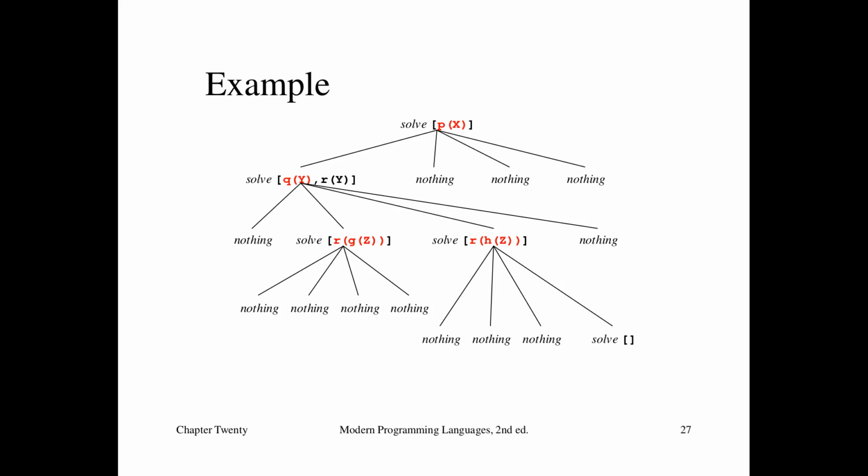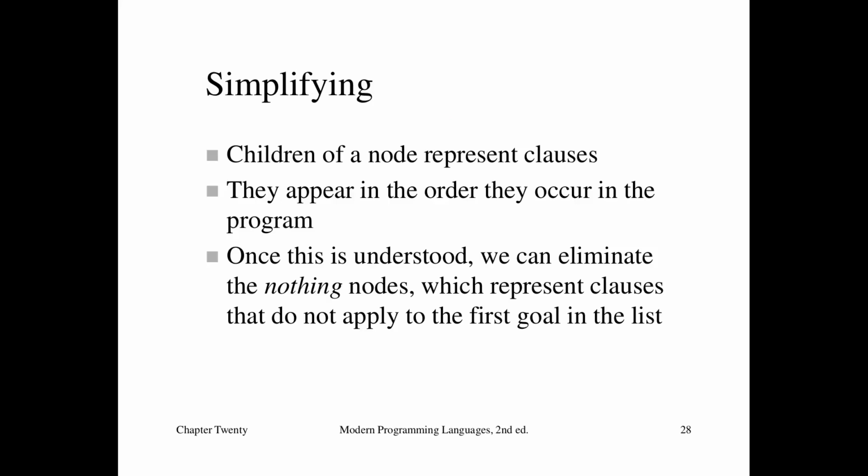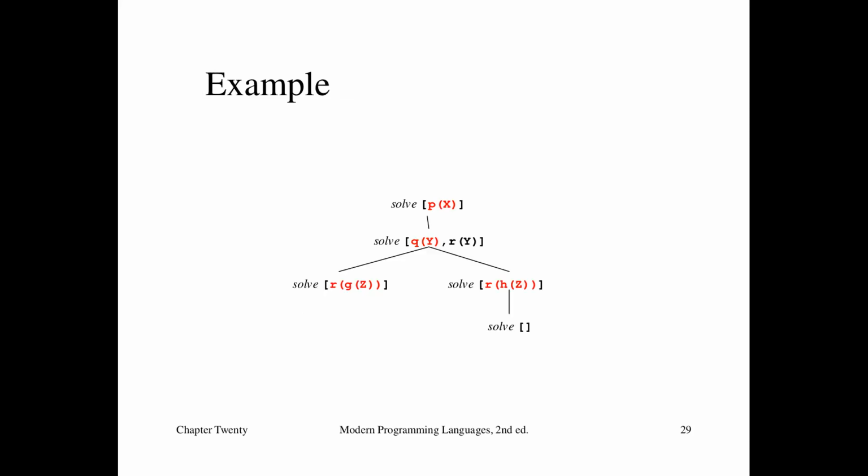What we really would like to do is trim that down to only the most useful, minimalist version of this tree. How we do that is we simplify by only keeping children of a node representing clauses. We want to make sure that they appear in order, from left to right, as they occur in the program. Once that's understood, we can eliminate all the nothing nodes, get rid of all the nothings, and that will trim down the tree into only what matters. And then that turns out to be something like this, the minimalist proof tree that we need.